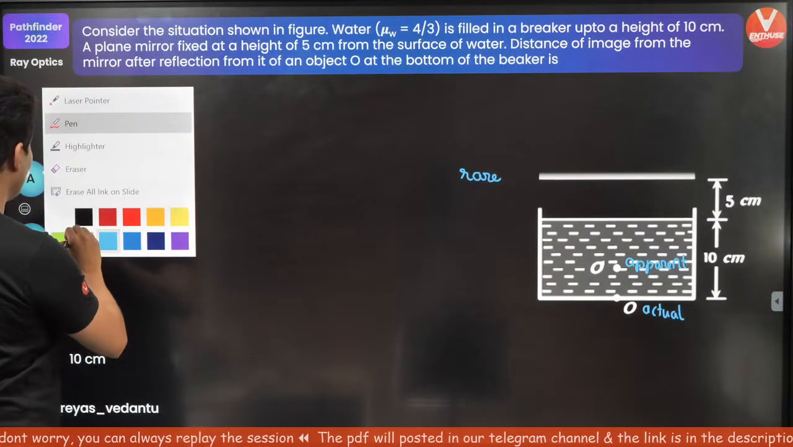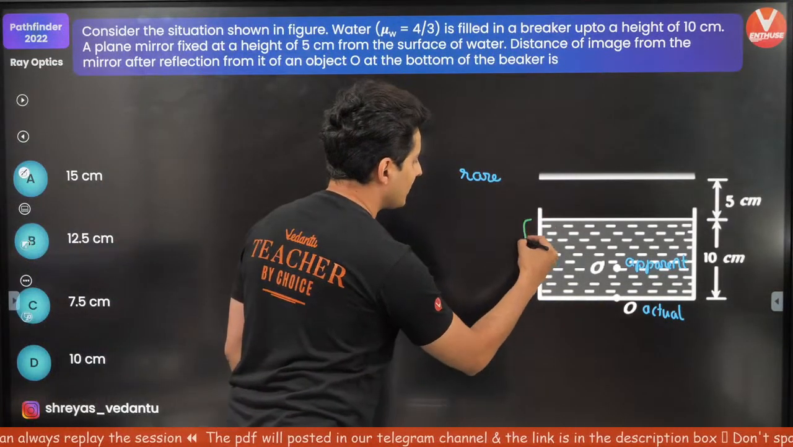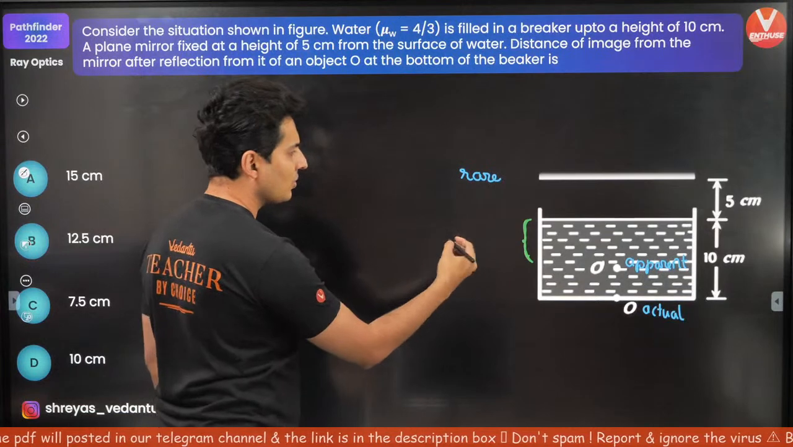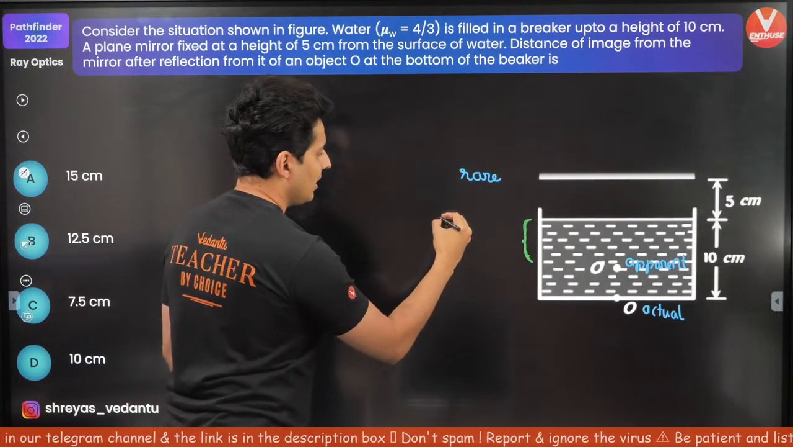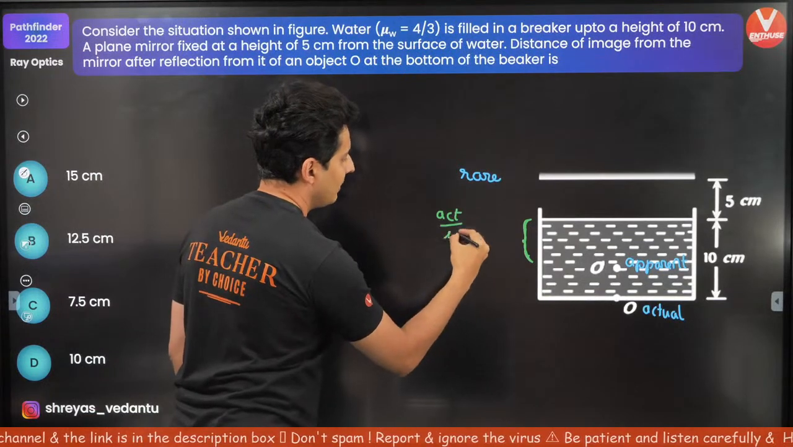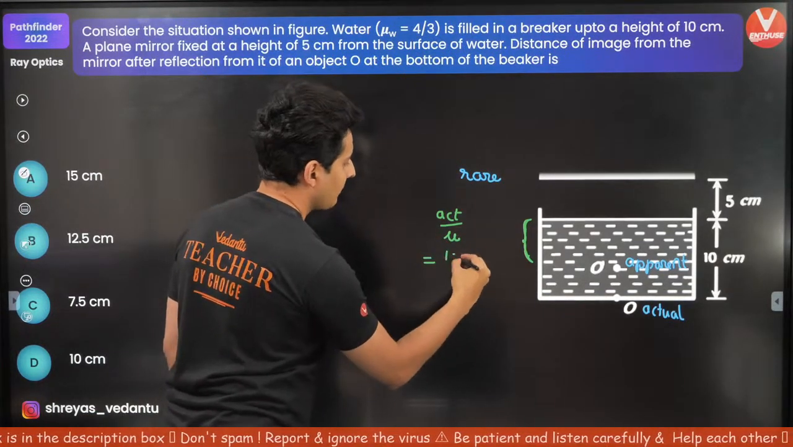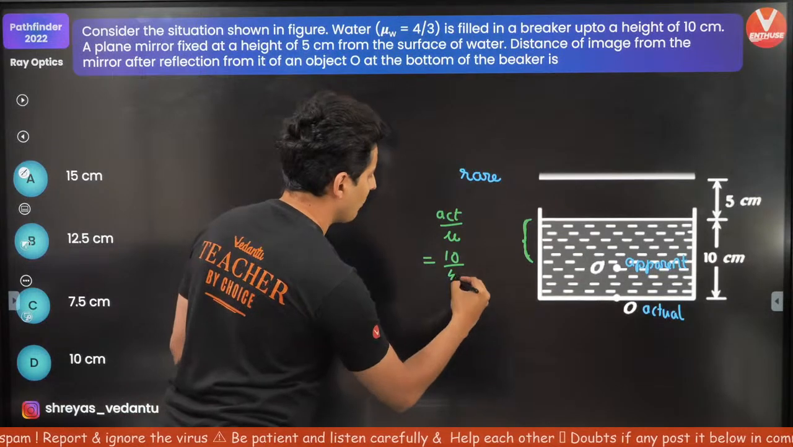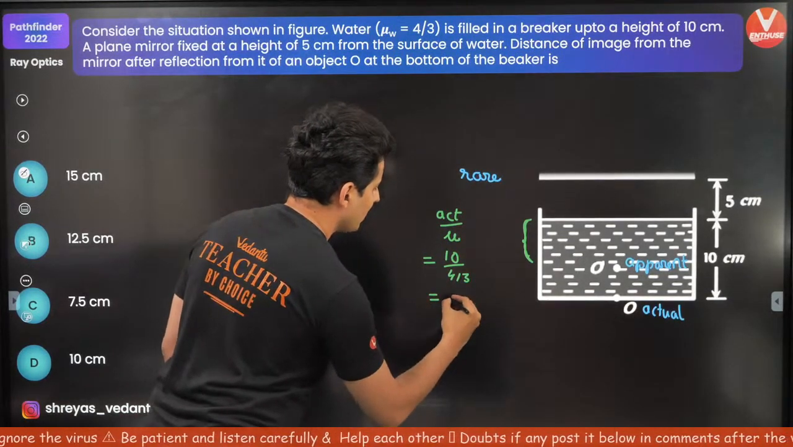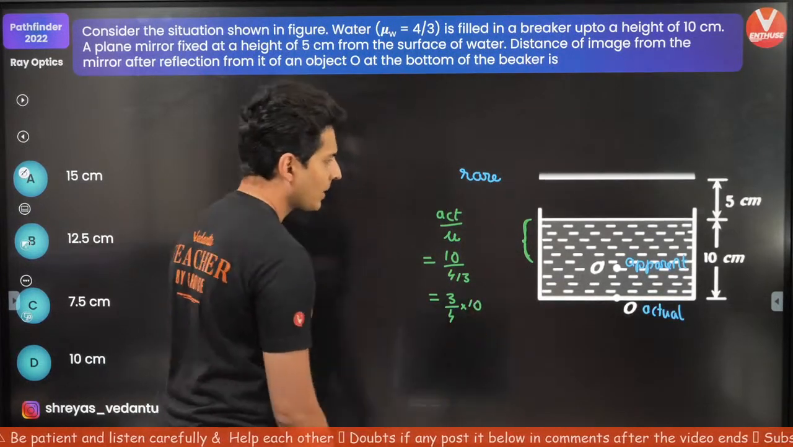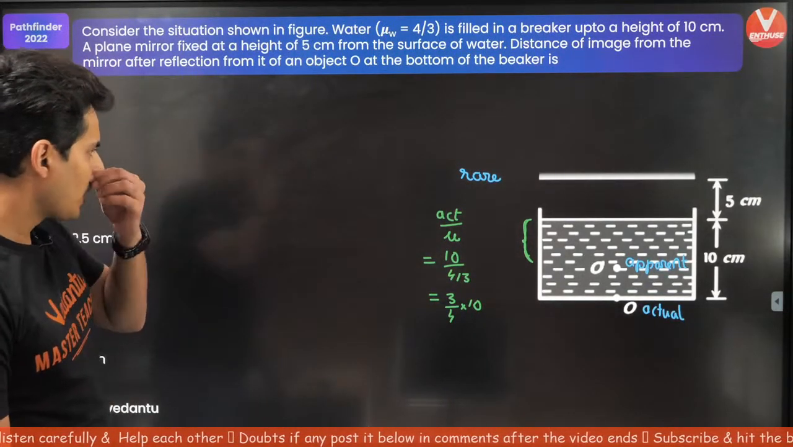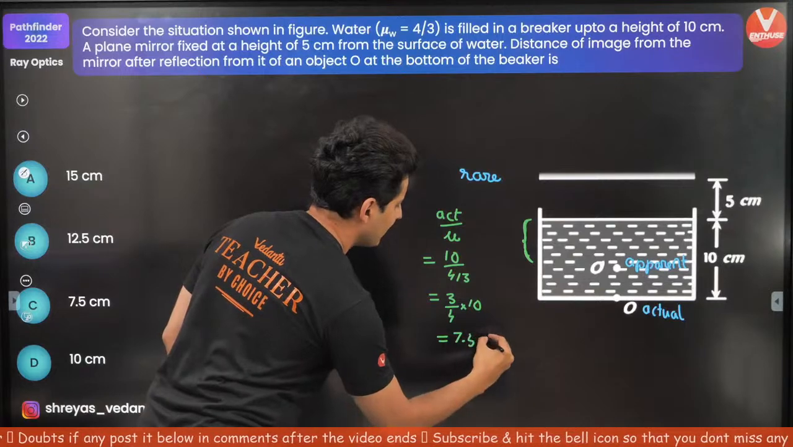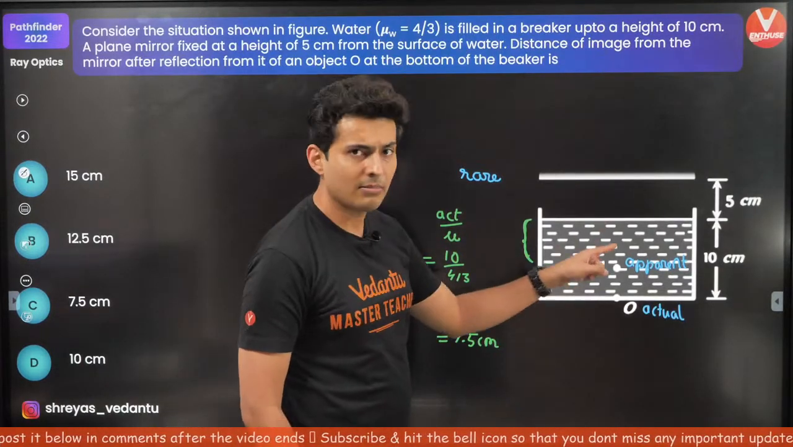So I think the first thing you need to do is figure out how much this height is, and that is very easy to find out, trust me. That will be nothing but actual divided by mu. Actual is 10 and mu is 4 by 3, I suppose. Yes, so it will become 3 by 4 of 10. Perfecto. Now, this is 7.5 centimeters, right?